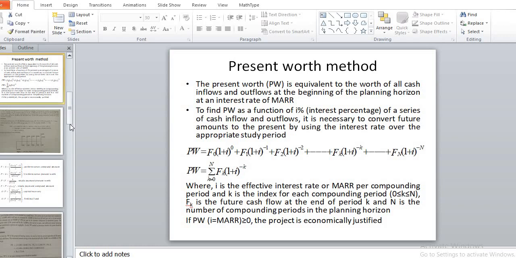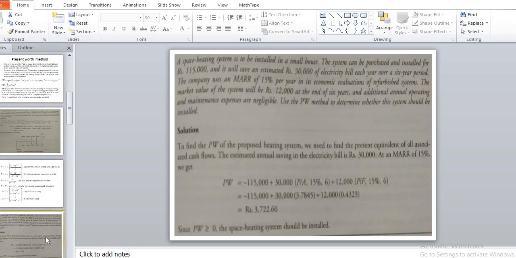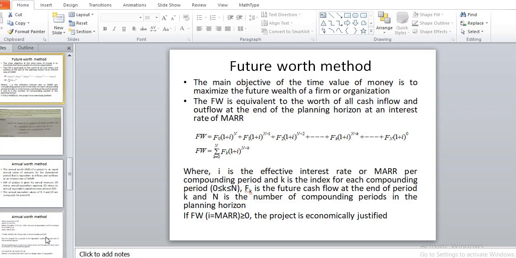In the future worth method, you calculate this particular worth at the end of the planning horizon. So this future worth is nothing but the equivalent worth of cash inflow and outflow at the end of the planning horizon. So we calculate or consider this worth value at the end of the period.